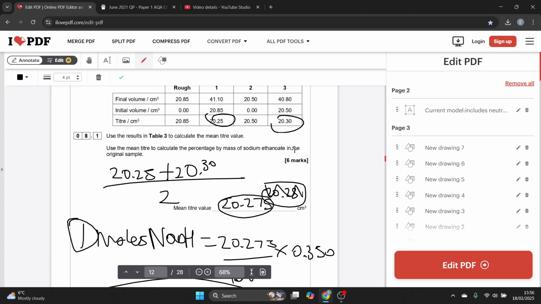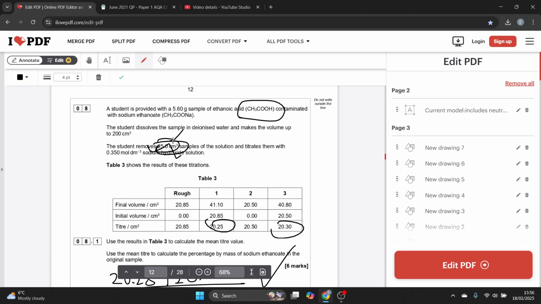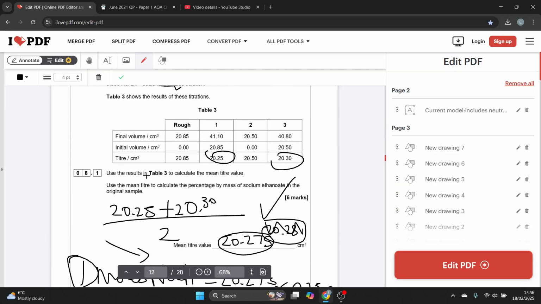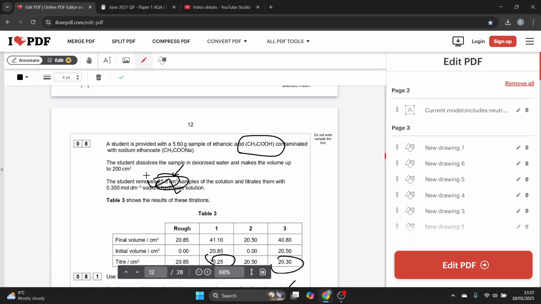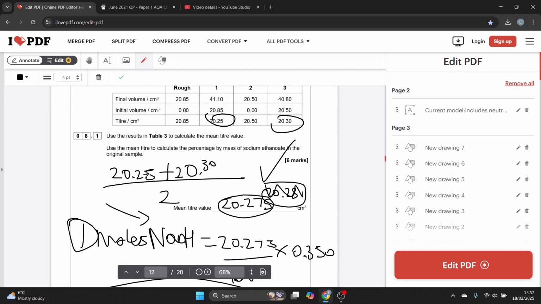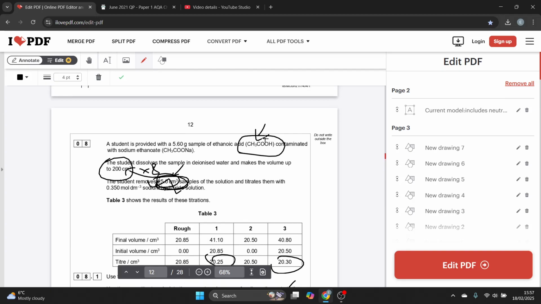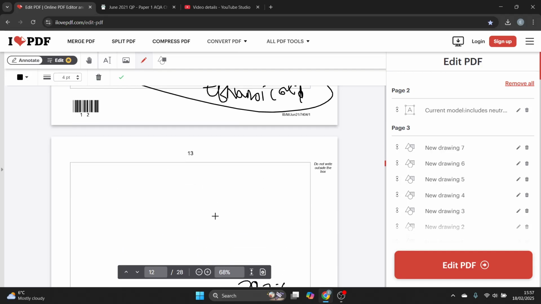So calculating the mean titre value is pretty easy. Then realise, why would I work it out otherwise? I need to use the mean titre value to work out the moles. Once I worked out the moles, it was a 1-to-1 mole ratio, so that's the moles of ethanoic acid in 25 centimetres cubed out of 200 centimetres cubed. So then times it by 8, then that's the moles in 200 centimetres cubed. Then I can work out the mass, but that's the mass of the ethanoic acid, because I times by the MR of ethanoic acid. Then I do 5.60 minus the mass of ethanoic acid to find the mass of sodium ethanoate. And then I do that over the total mass, 5.60, times by 100, because it's a percentage, to find my final answer.